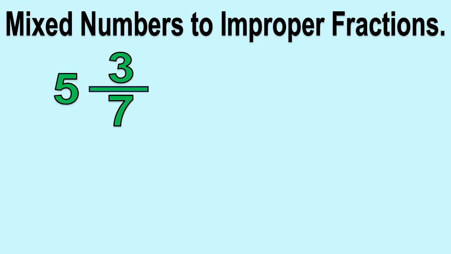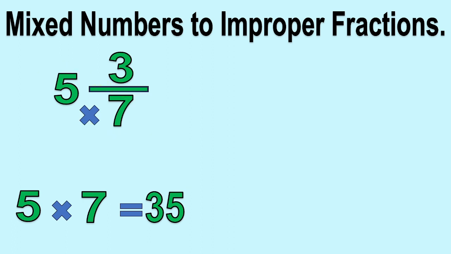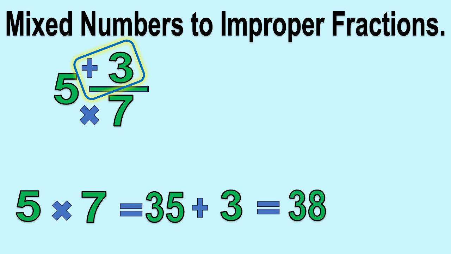Another example, 5 3/7. Let us change this mixed number to improper fraction. First, multiply the whole number with the denominator. 5 times 7. 5 times 7 equals 35. Next, add this product with the numerator, 3. 35 plus 3 is equal to 38.